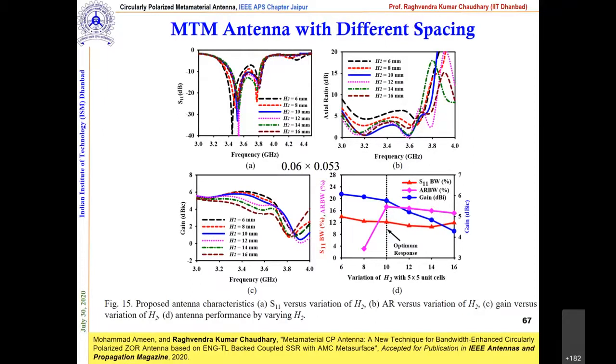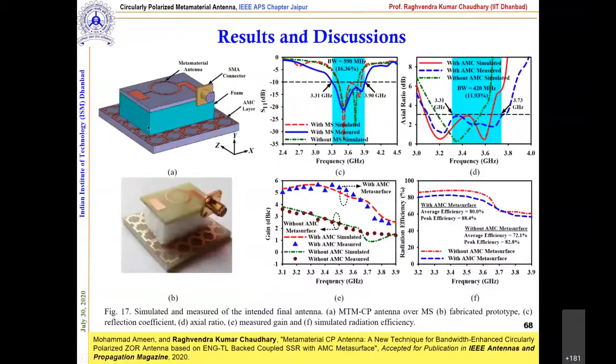So you can run a sweep over the height H2, the distance between the antenna and your AMC, correct? So this is the thing. Now, finally, you can see this is the geometry we placed like this, correct? This is a foam we use to separate the layers. Okay, so here you can see we improved the things.